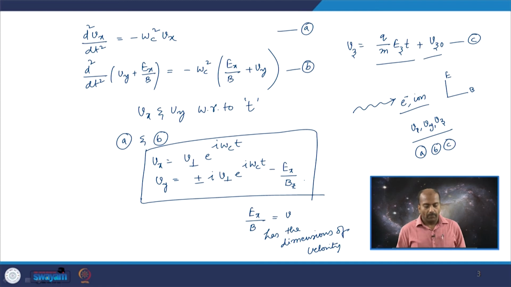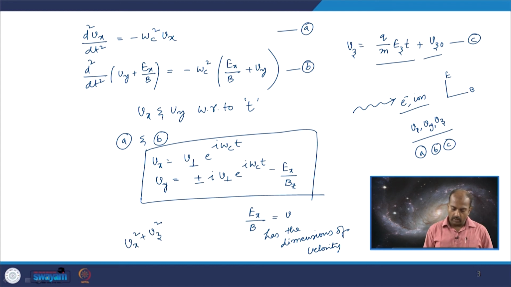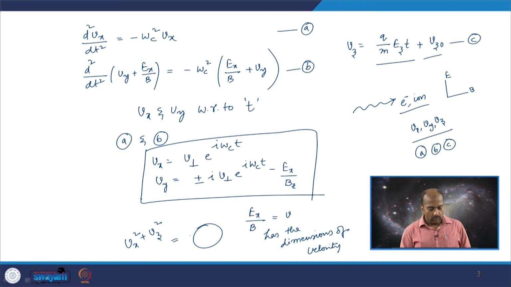Okay. Now, what do these equations represent? Generally, if you want to find out the trajectory, you can simply square and add. So, let us say Vx square plus Vy square, then you will realize what the shape of this particular curve is. So yeah, this should have been Vy.